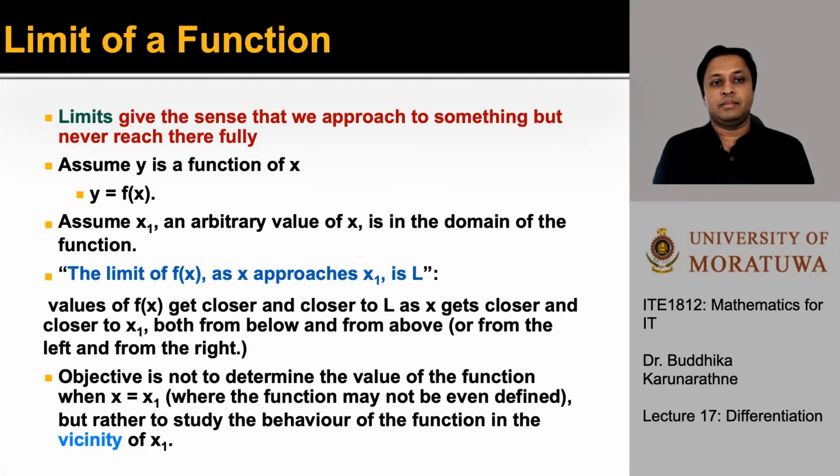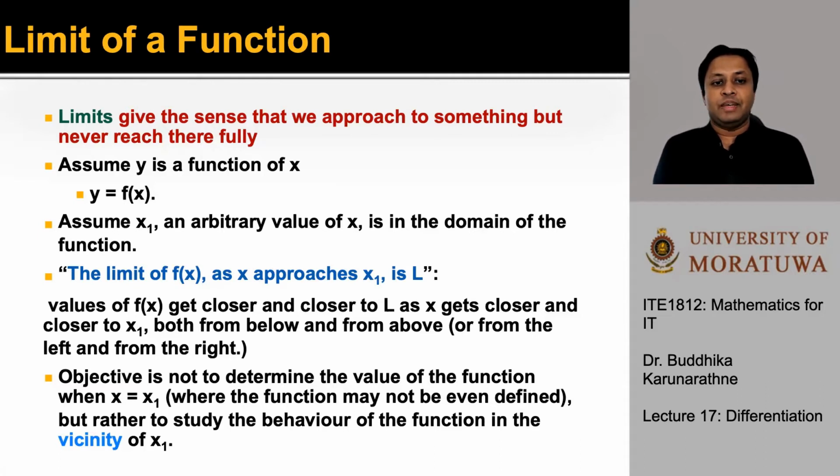So let's take a function f(x). This is defined as y equals f(x). It's a function of x. Let's assume that there's a value of x which is x1, any arbitrary value. It is in the domain of the function. So we try to understand what is meant by the limit of f(x) as x approaches x1, this arbitrary value. So we call it, the limit is L. So what do we mean by this?